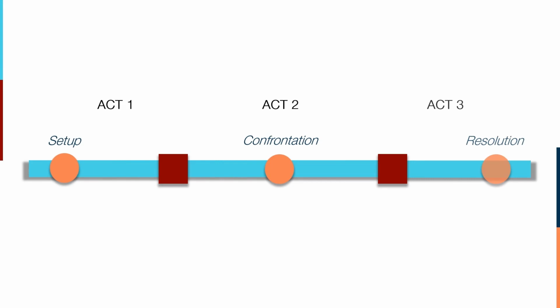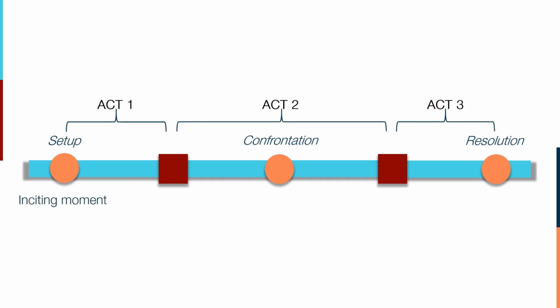Let us try to understand this with the help of this image. Now, if you look carefully, you will realize that Act 1 and Act 3 are significantly smaller in comparison to Act 2. Now, Act 1 is the setup, Act 2, as I said, is the confrontation, and Act 3 is the resolution. Now, within Act 1, we have something known as the inciting moment, and in Act 3, we've got the climax, and right in the middle of Act 2, we have a midpoint.